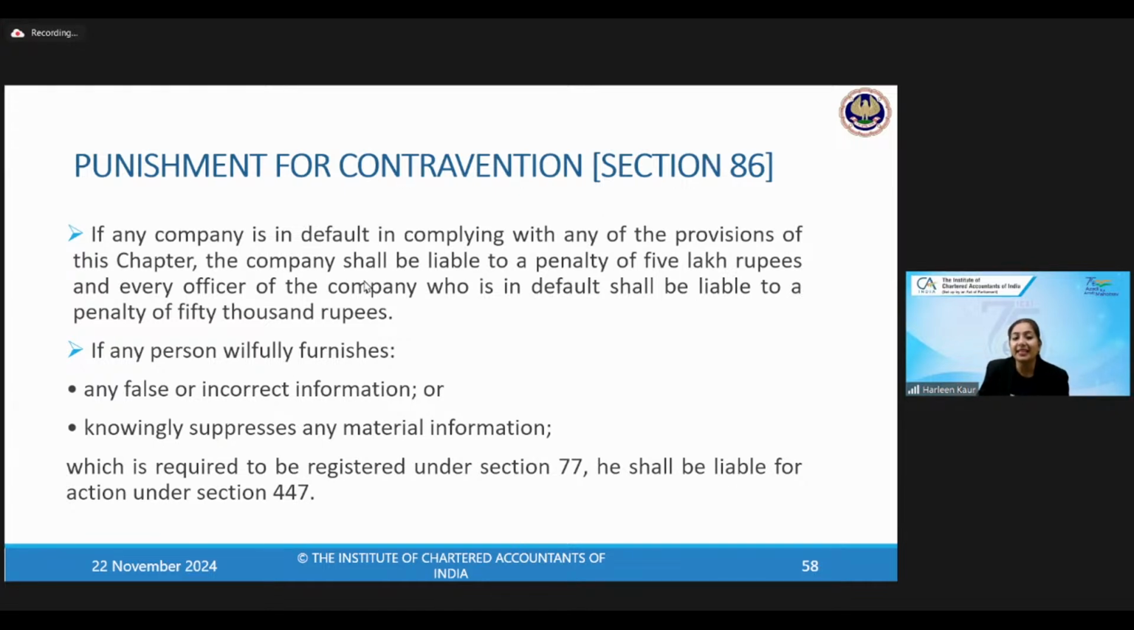If company makes any default in complying with chapter number 6 of the Companies Act, then what is the liability, children? Please tell me. Company will be liable for 5 lakh rupees and the officer in default for 50,000 rupees. Now, such tiny chapters where you only have 1 or 2 penalties, learn them.